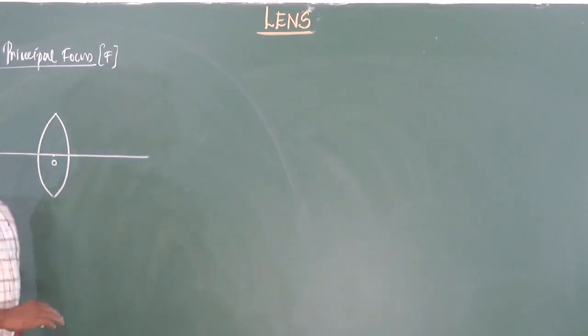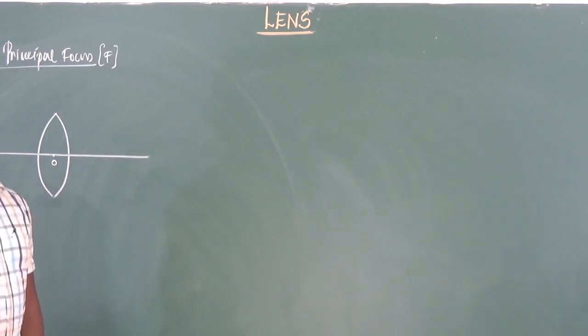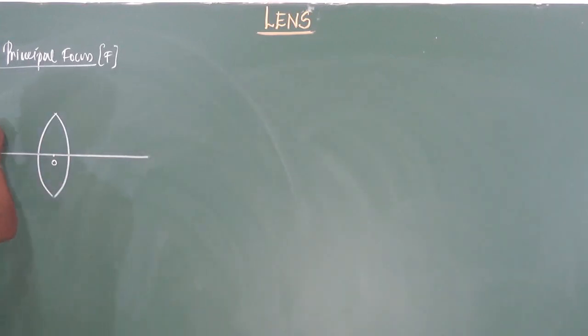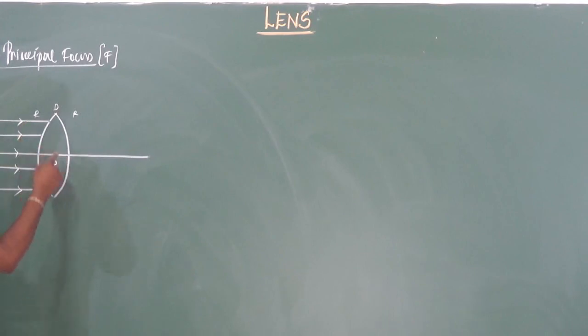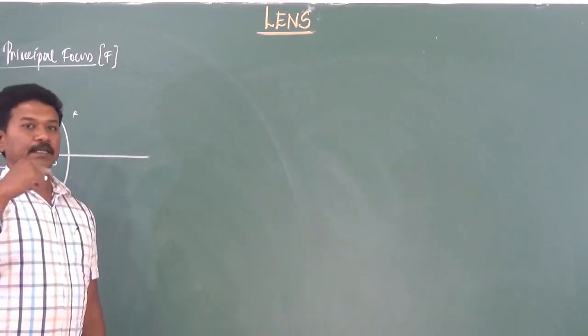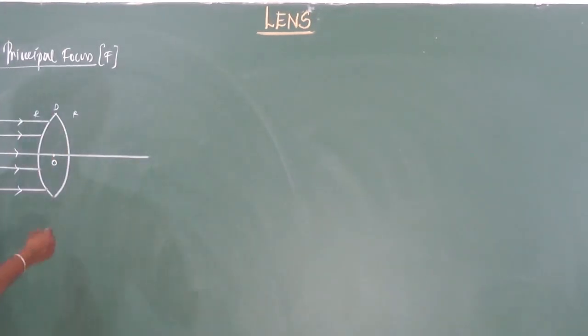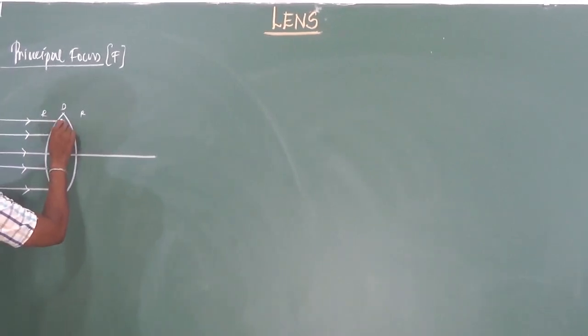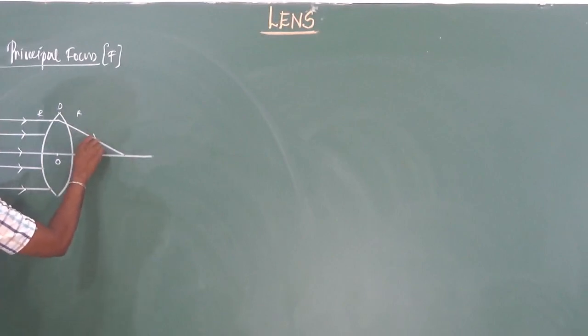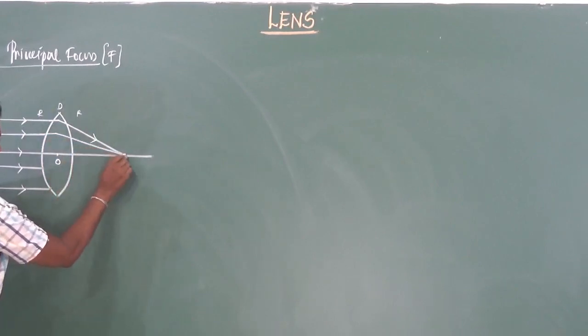Now imagine light rays traveling parallel to the principal axis and incident on the convex lens. These are the incident light rays. These light rays are in the rarer medium, and the lens is the denser medium, and then again it is the rarer medium. As the light rays enter the lens, they undergo refraction, because they are traveling from one medium to another of different refractive index. Therefore they get refracted and travel in this direction.